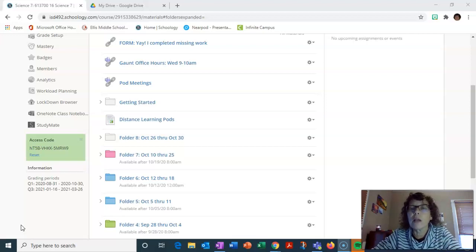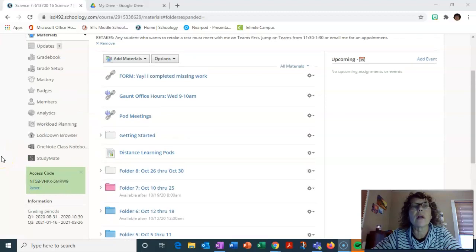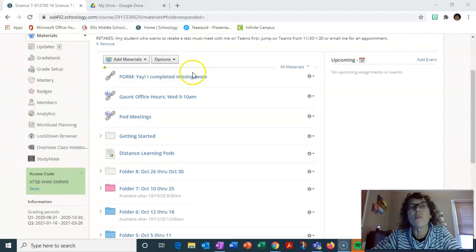One thing I want to point out on this page, though, before we go anywhere else, is remember this form, I completed missing work, so we're coming down to the last week. You can fill out this form until noon on Friday, and I will take assignments until then. But when you do, you have to fill out the form so that I know to grade it. Don't forget to do that part.